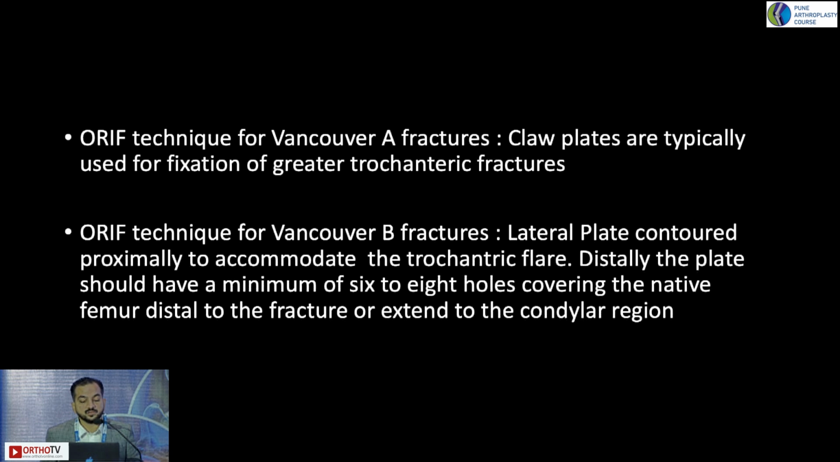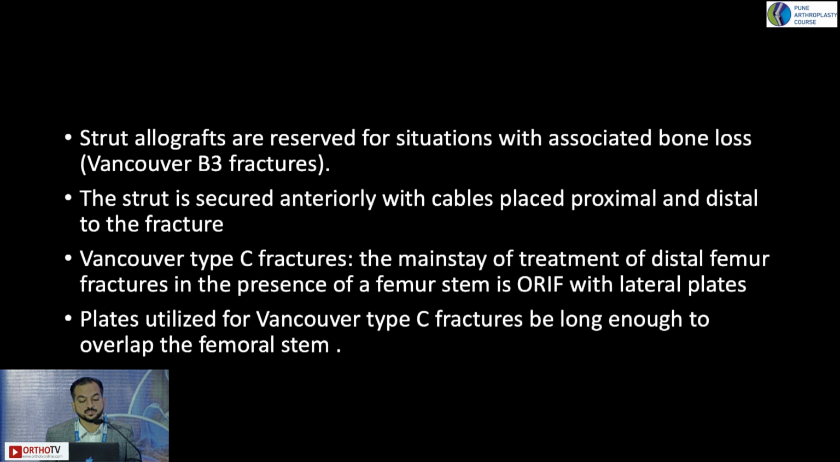Technique for Vancouver A fractures: claw plates are typically used for fixation of greater trochanter fractures. For Vancouver B, the lateral plate should be contoured proximally to accommodate the trochanteric flare, and distally the plate should be a minimum of 6 to 8 holes, covering native distal femur beyond the fracture and extending to the contralateral region.